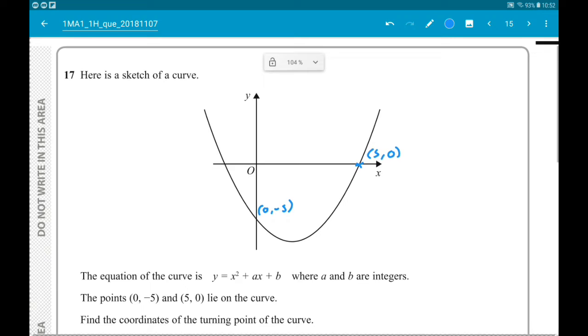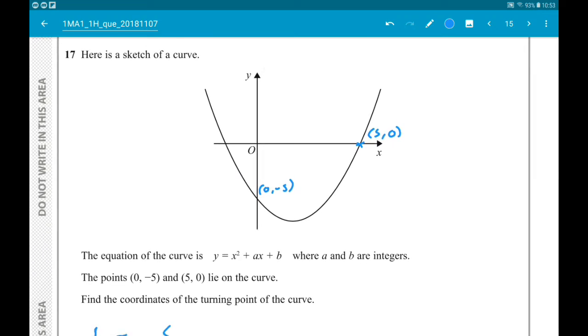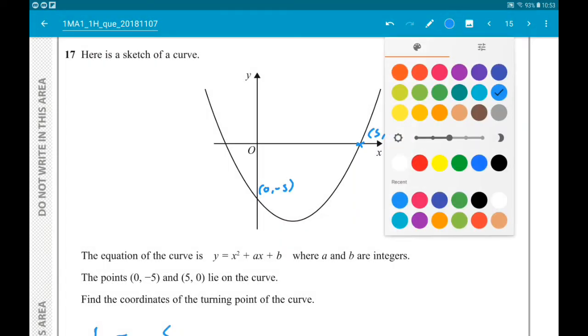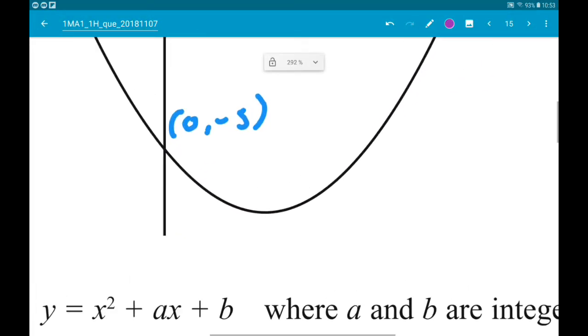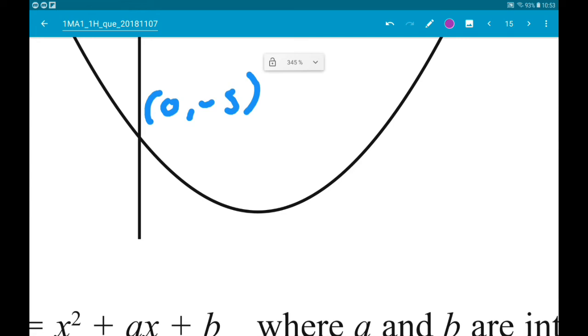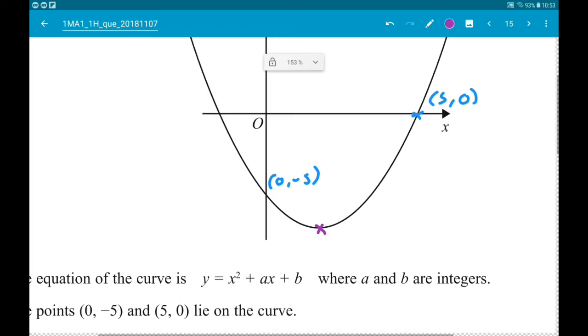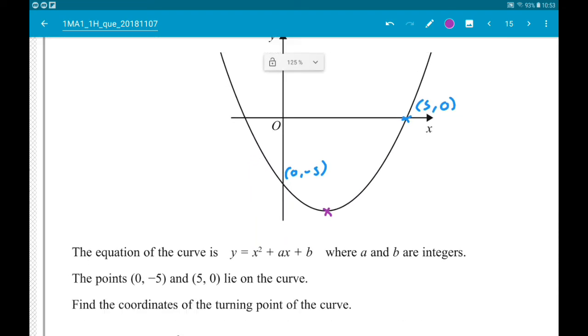Now, our actual job is to find the coordinates of the turning point of the curve. Okay, so what we want are the coordinates of this point down here. To do that, we are going to need to know the other x-intercept. So, how are we going to do that?